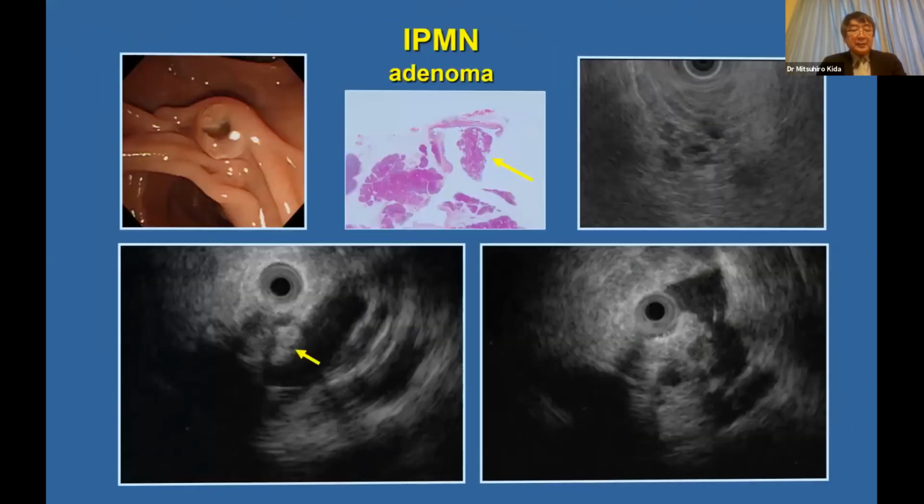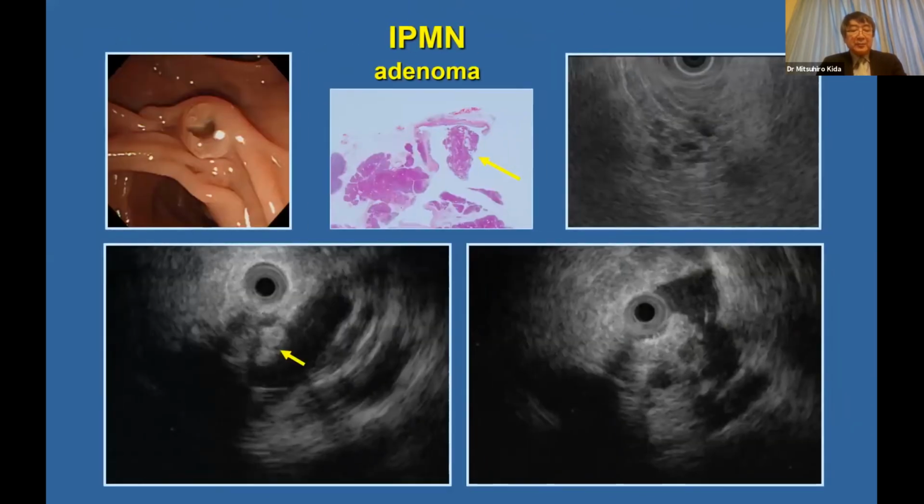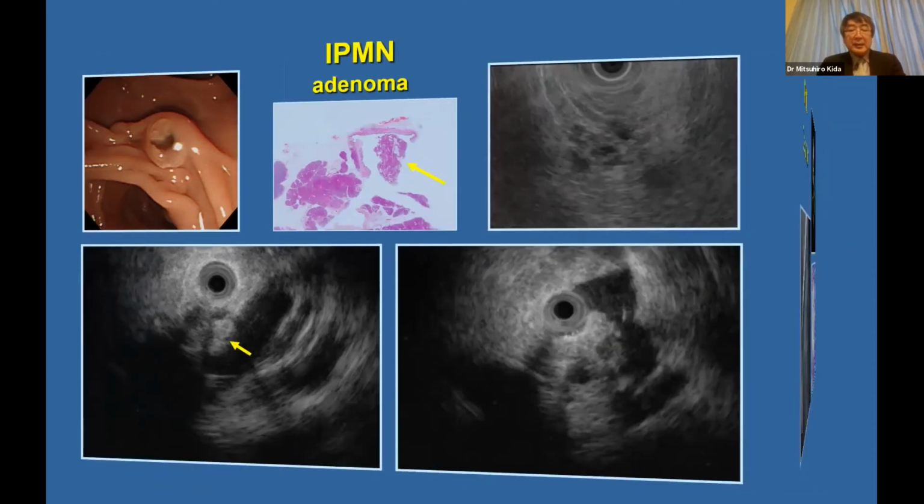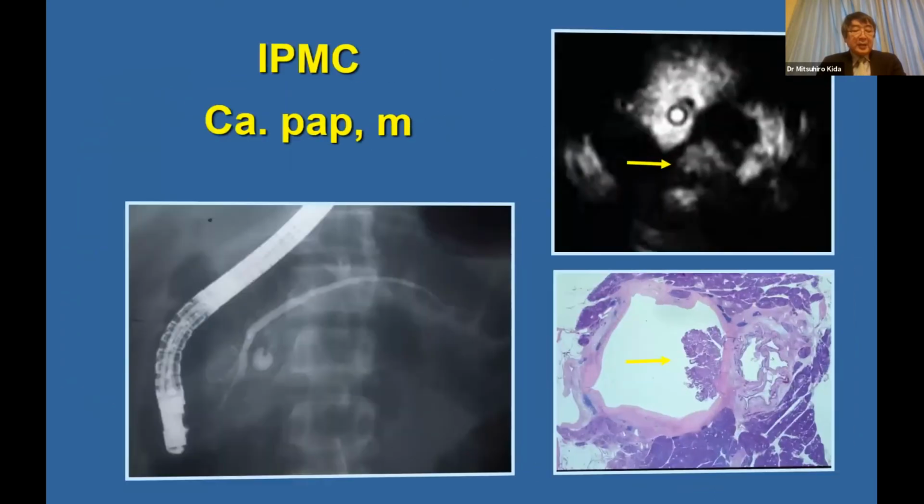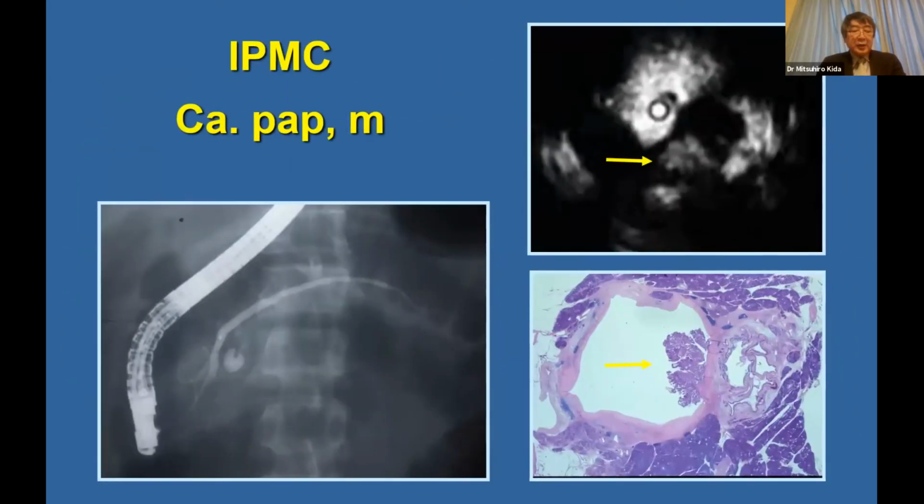For the pancreatic region, IDUS could reveal the mural nodule in an IPMN case, like this. The arrow indicates the mural nodule. This is still at the normal level. This is also an IPMN case. The arrow indicates the mural nodule. Carcinoma was diagnosed by histology, so this is diagnosed as IPMC.